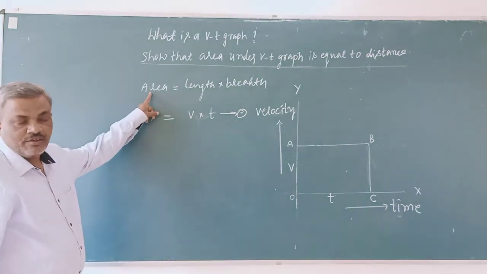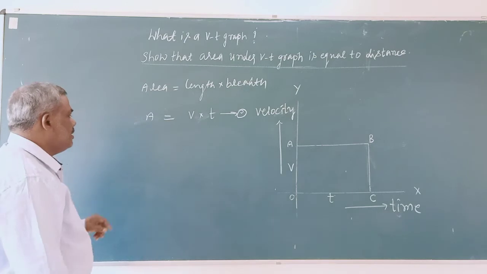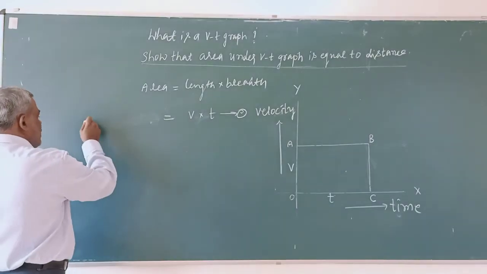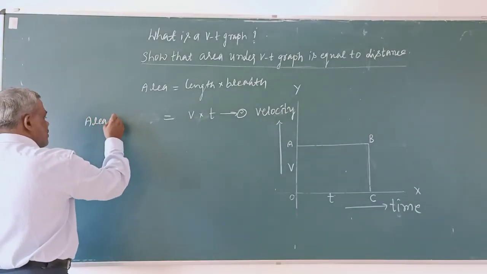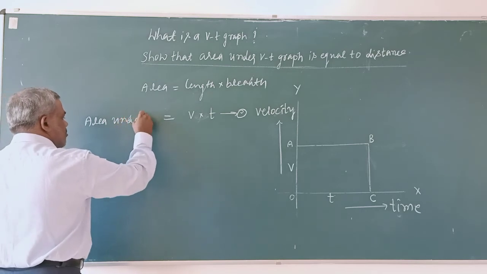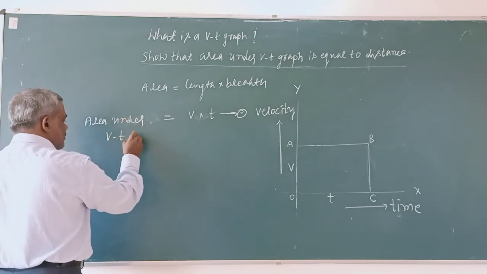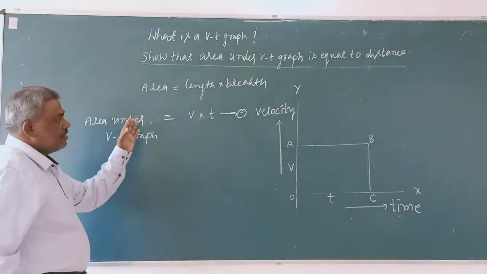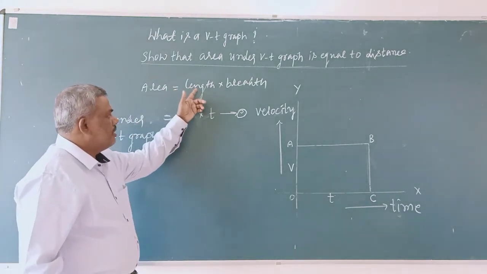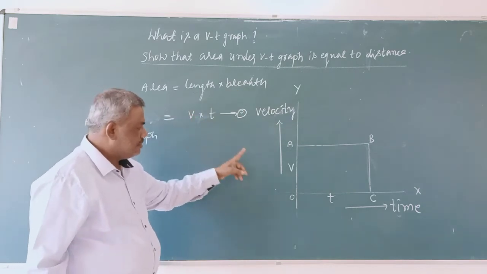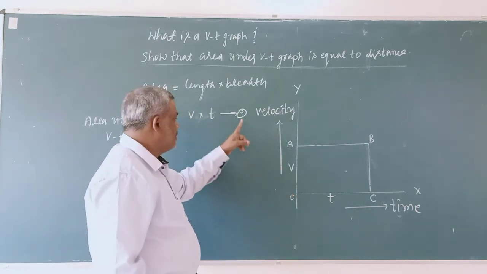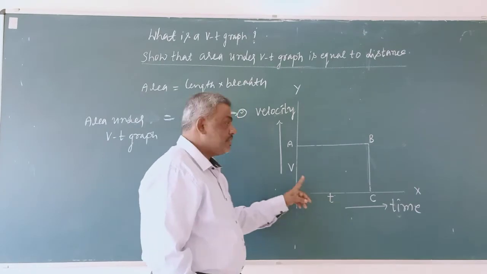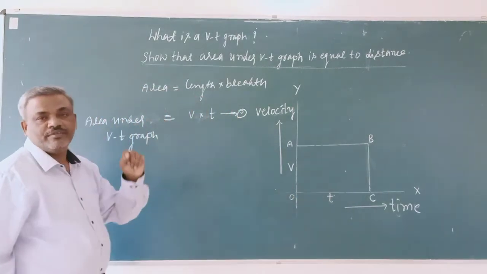So the area under the VT graph equals length into breadth. Length is V, velocity. Breadth means OC, that is time. So this is equation number 1.